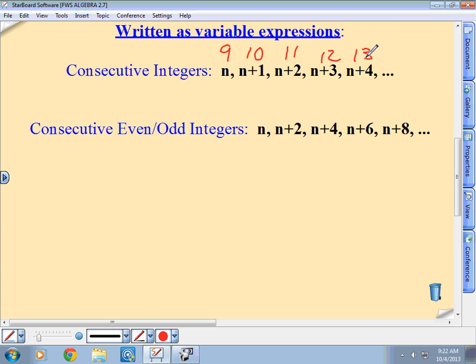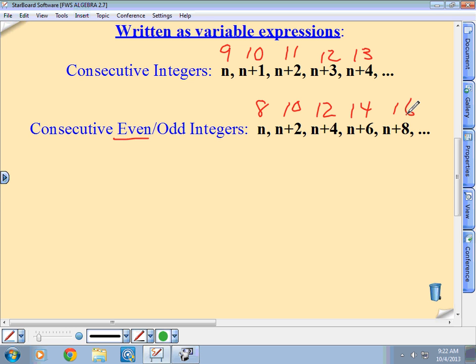Now, if it says consecutive even or odd integers, that means we're counting by twos. So that's why this is where we start, and then we add 2 to it, add 4 to it, 6, 8. So let's say we want even integers. Let's pick an even number for me, Gianna. 8. So 8, 10, 12, 14, 16. Notice n is 8, n plus 2 is 10, n plus 4 is 12, 8 plus 6 is 14, 8 plus 8 is 16. Okay?